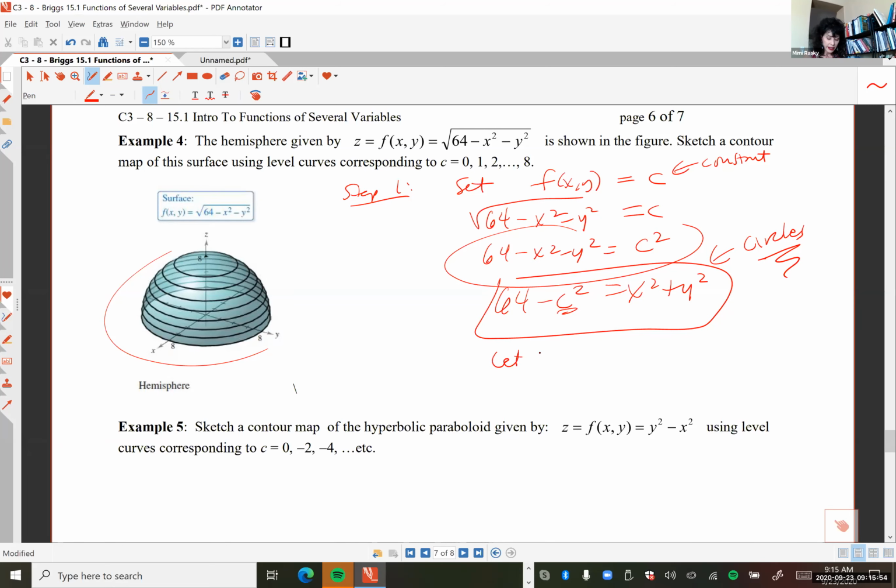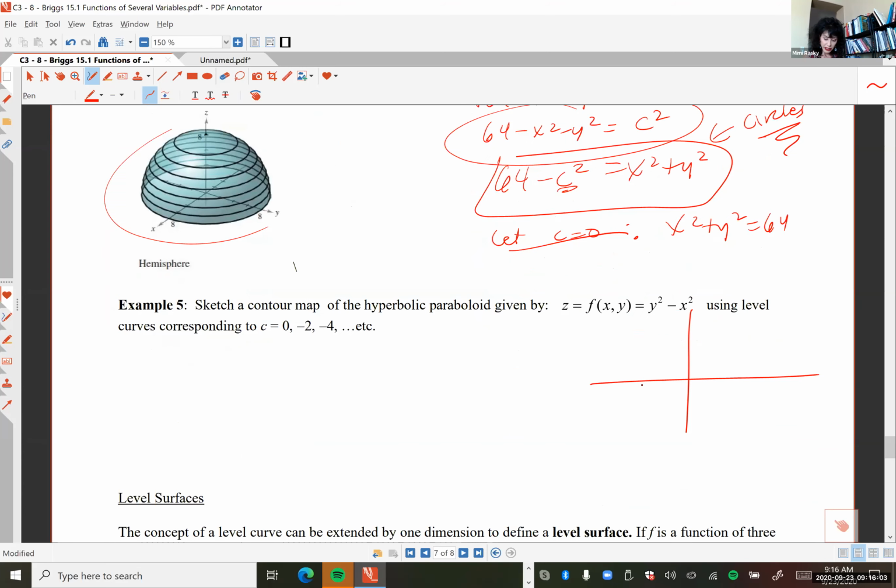So let's let c equal 0, and let's examine the level curve that we would get. Oh, that's just a curve that's a circle centered at the origin of radius 8. Okay, fine. And then you would let c equal some other number. You usually want to pick your c's that are evenly spaced from each other. So you would maybe select c equals 2, and then c equals 4, or you could pick 1, 2, 3, 4, 5, 6, 7, 8.